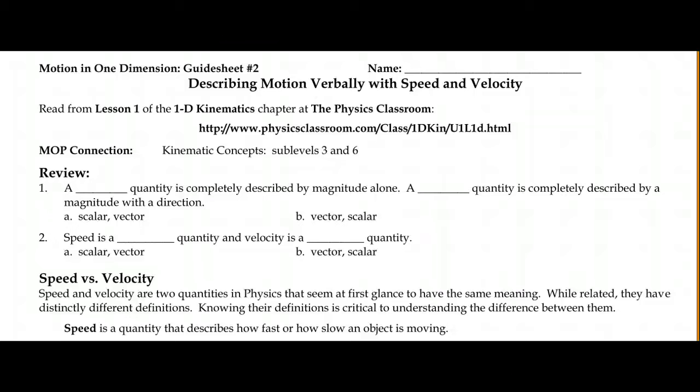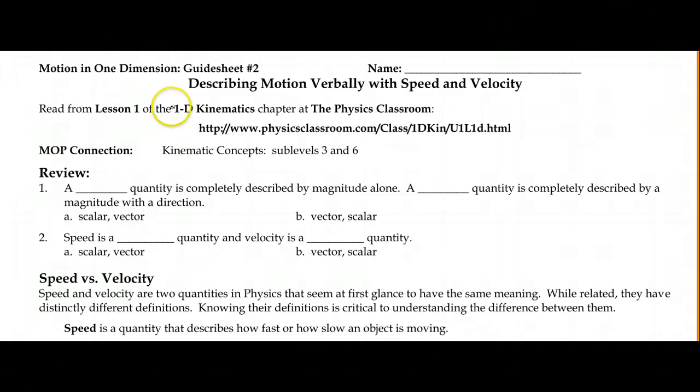Okay, welcome to the first screencast for Guidesheet number 2. In this case, we're going to go beyond distance and displacement and tie those into the rates of change, known as speed and velocity. So we'll try to figure out how those are similar and how those are different. The one URL is shown here from Physics Classroom that covers this topic, and the kinematics concepts are levels 3 and 6.